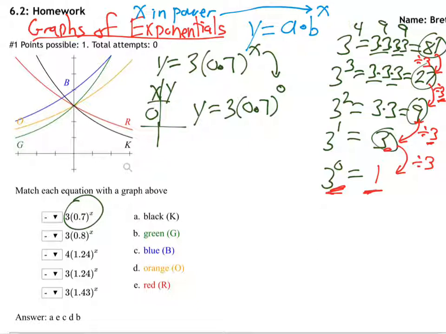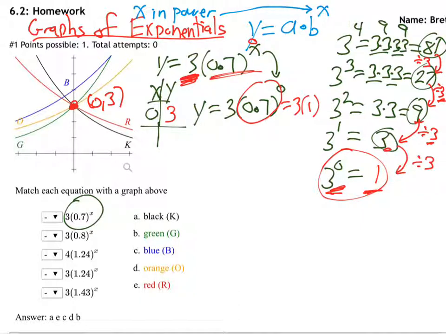So that means this is 3 times, what is 0.7 to the 0? What is anything to the 0 power? 1. So this is 3 times 1. This is 3. So that number in the front is where it is when x is 0. Because if you plug in x equals 0, this part just becomes 1, and y is just that number in the front. So over 0, up 3, that's the dot on the graph.